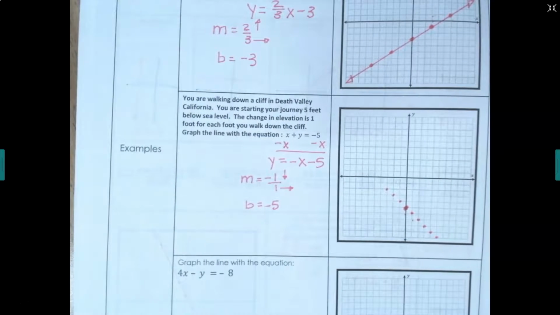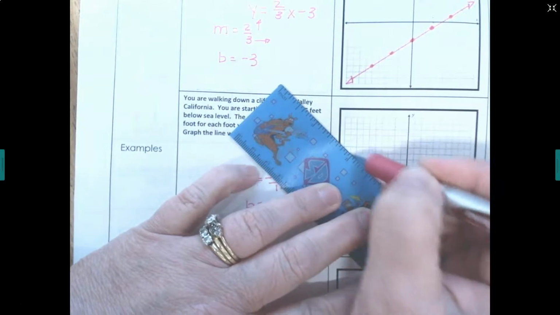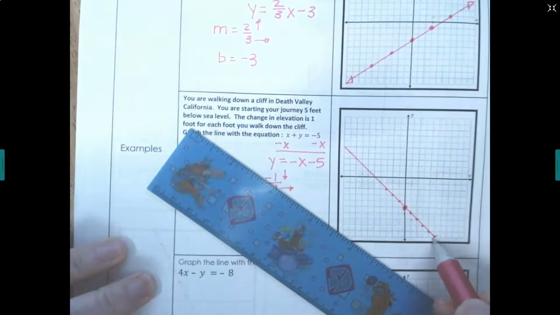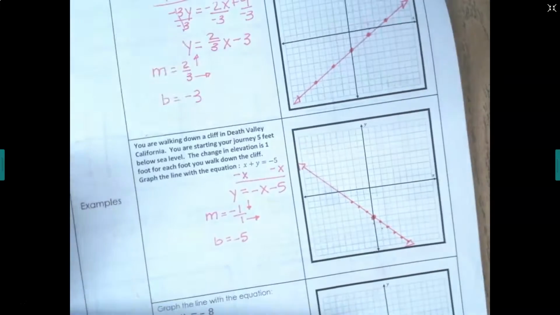Okay, once you have enough points that you feel good about this, we want to connect our line. And we want to draw it further. It's longer than just what that shows. And then we're going to stick arrows on the end of it.